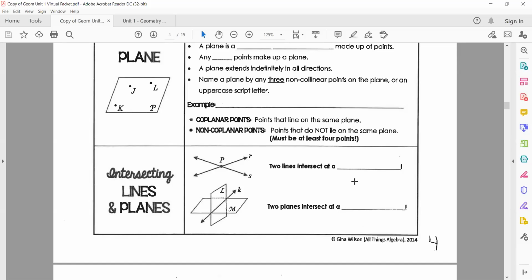Anybody want to guess? Can you tell from the drawing what the intersection is? And what is P? P is a point. Two lines intersect at a point. Thank you. Very good. This other drawing here is a little bit harder to read sometimes.